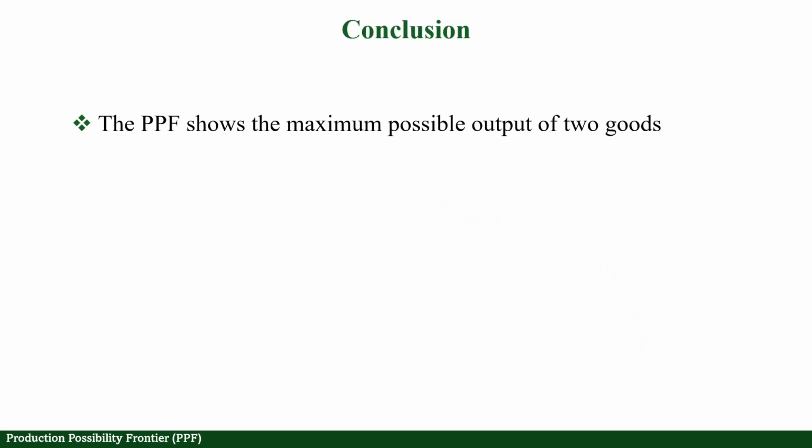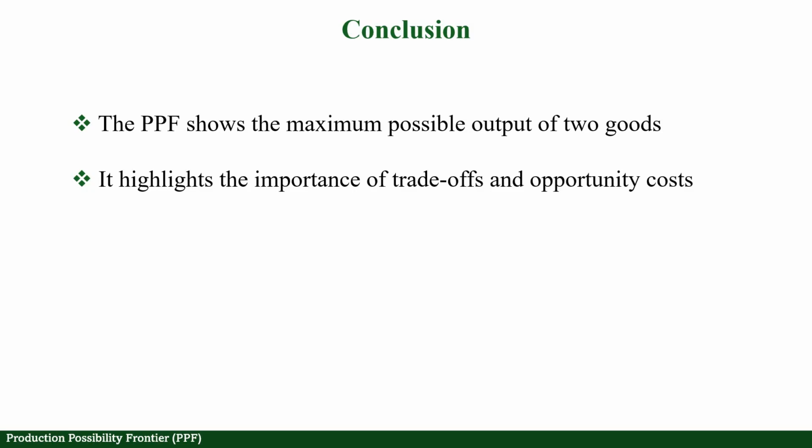Let's draw the conclusion. The PPF shows the maximum possible output of two goods. It highlights the importance of trade-offs and opportunity cost. It reflects efficiency, growth, and choices. Now you understand the production possibility frontier. You are one step closer to thinking like an economist.